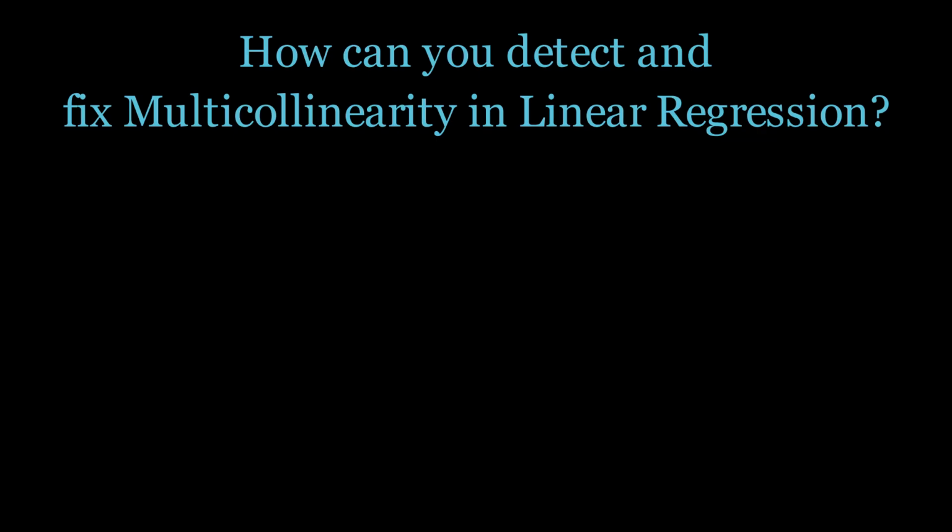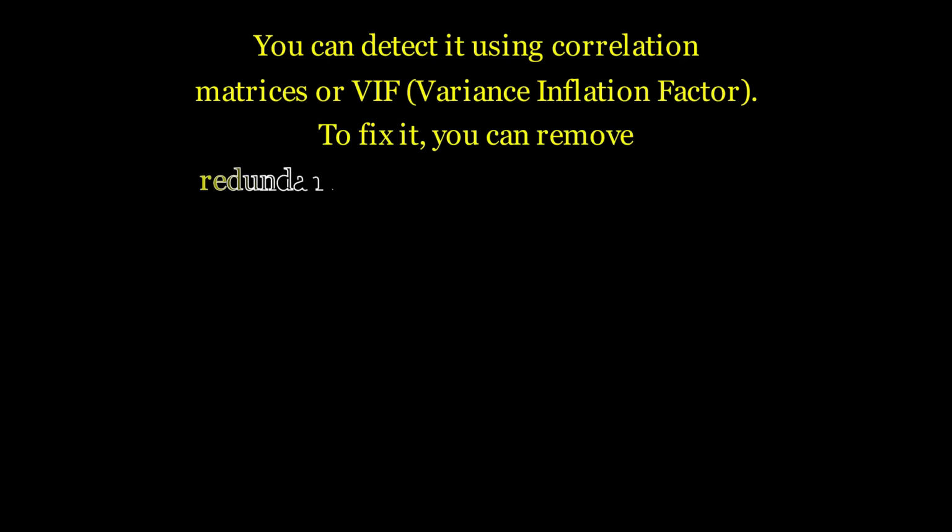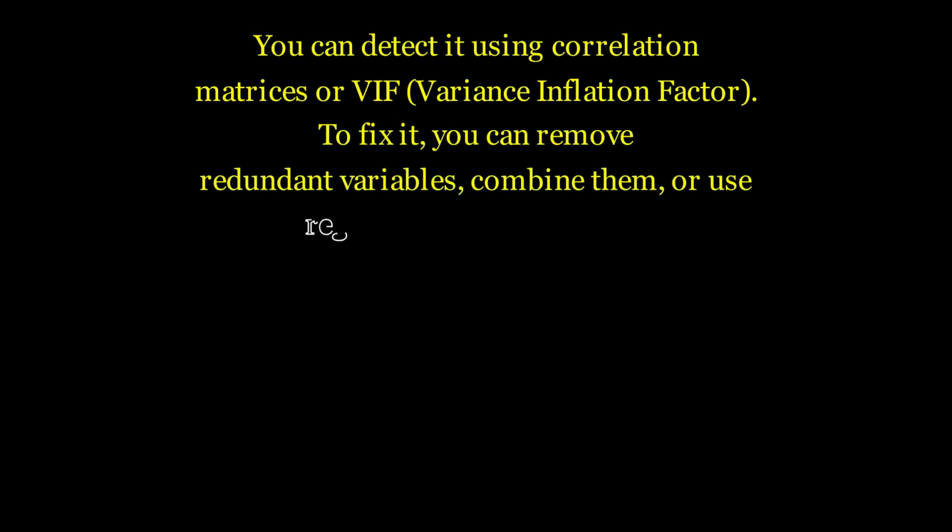How can you detect and fix multicollinearity in linear regression? You can detect it using correlation matrices or VIF, variance inflation factor. To fix it, you can remove redundant variables, combine them, or use regularization techniques.